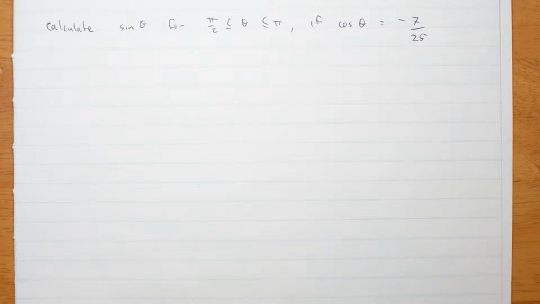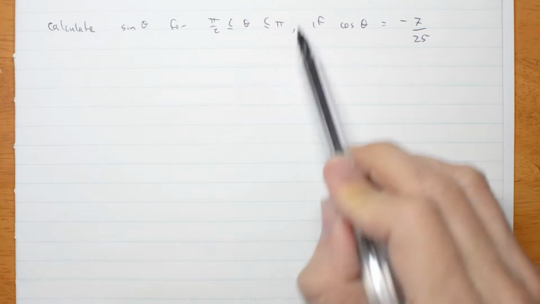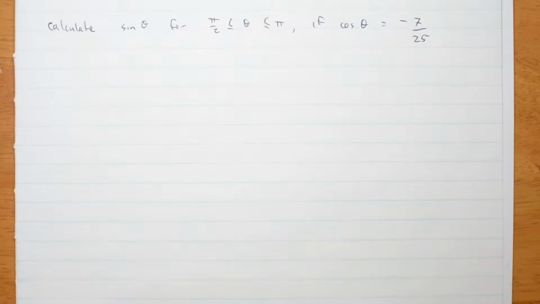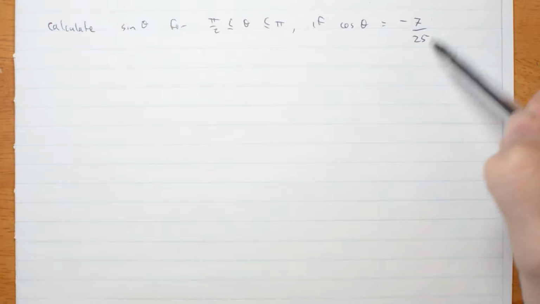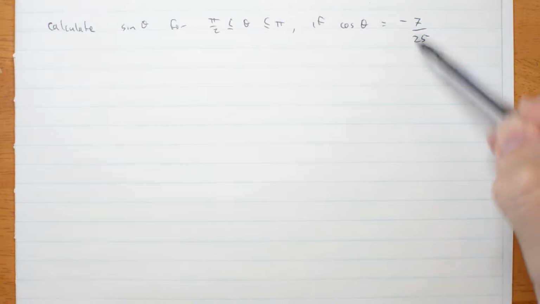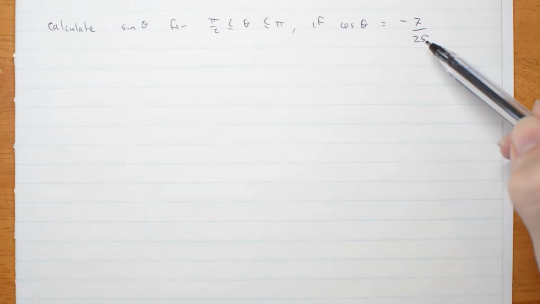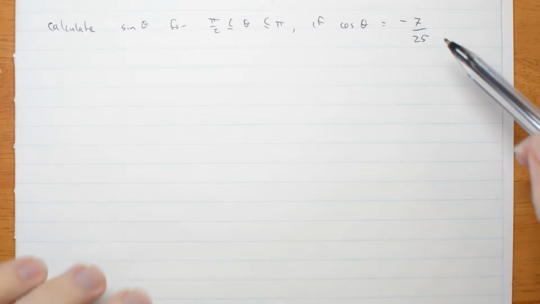Calculate sine theta for theta in the second quadrant if cos theta is negative 7 on 25. Here it will help if you know some Pythagorean triads. This is from a right angle triangle at 7, 24, 25. But if you don't know that, you can work it out. Let me show you.